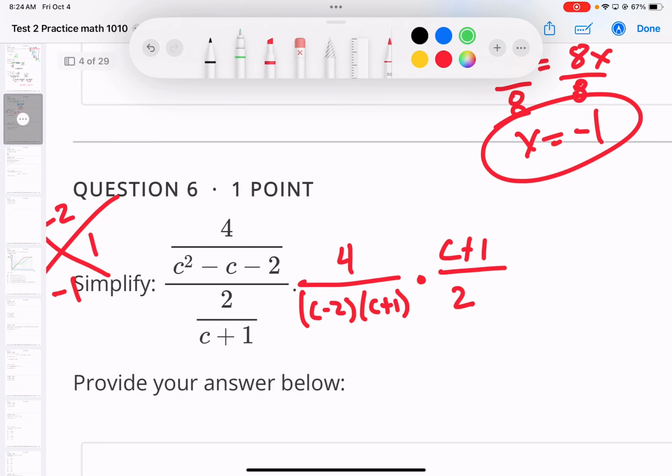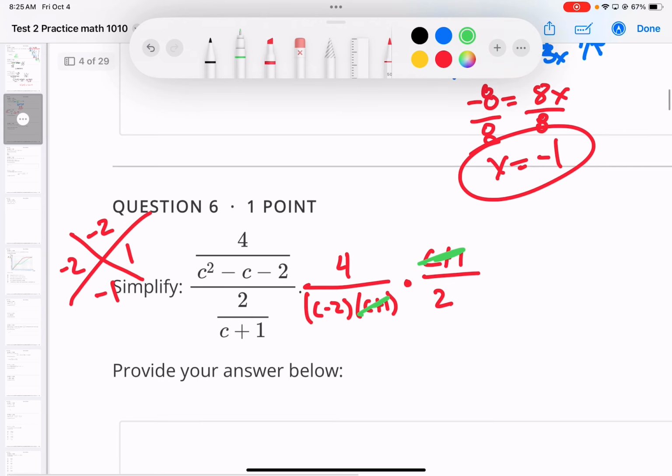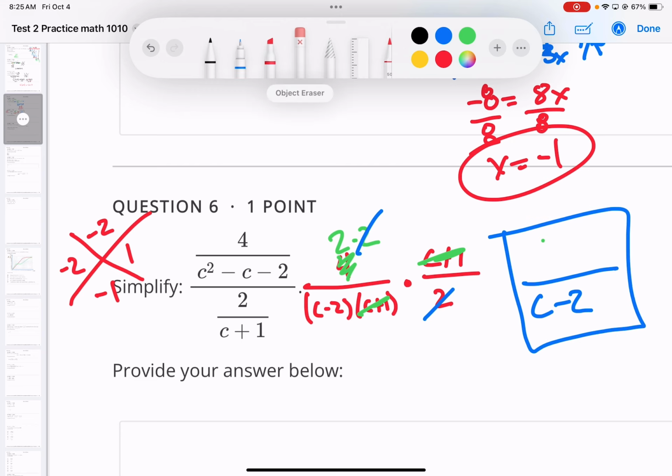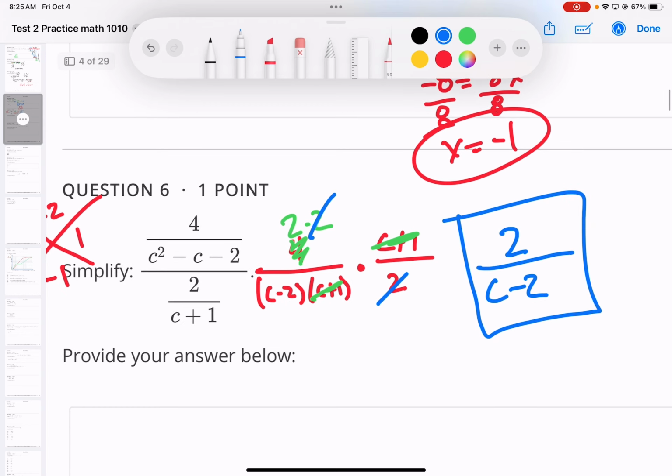Okay, what can I cancel out? Reduce out. c plus 1. Yeah, I could rewrite the 2 as a 2 on top. I could write this as 2 times 2, so that allows me to get rid of these ones. So I got a 2 on top with a c minus 2 on bottom. Yeah, that was not too bad. Not too scary, yeah? Copy, dot, flip.